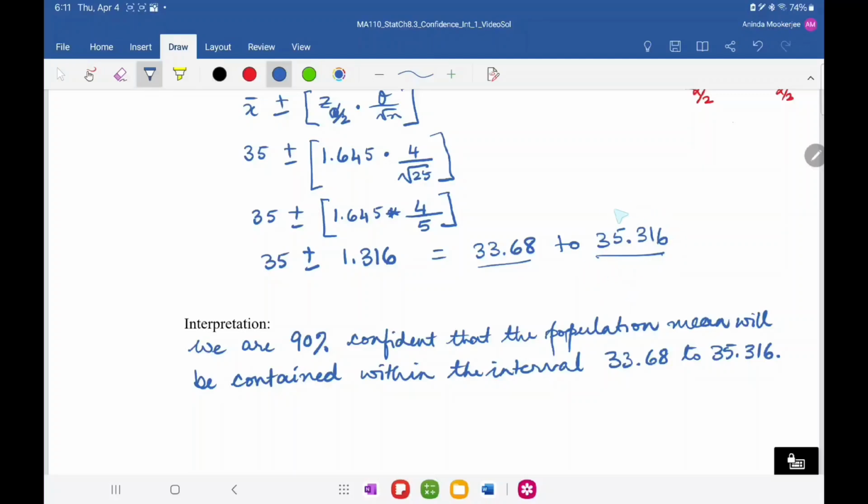Now, before moving on to the next problem, I just want to make a correction to a calculation error I have here. 35 plus 1.316 should be 36.316. So I apologize for that. 35 plus 1 is 36, and same thing here. We need to correct that. It's 36.316. So the interval extends from 33.68 on the lower end to 36.316.